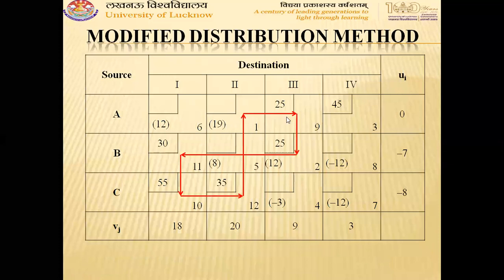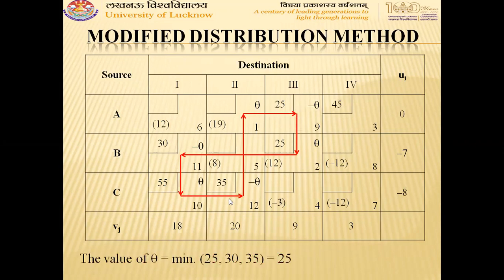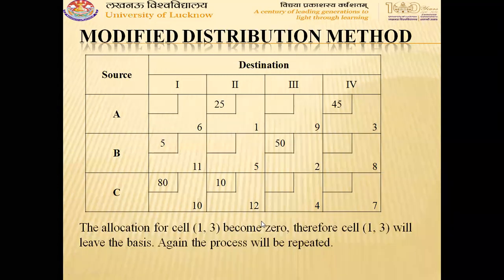Unallocated, then allocated, then allocated, then allocated, then allocated, then again return to the unallocated cell. Then we assign quantities theta, minus theta, plus theta, minus theta alternately. Then calculate the value of theta. Minus theta occurs at 25, 35 and 30. So the minimum of theta is 25 again. So we add and subtract 25 according to plus theta and minus theta to the quantities.